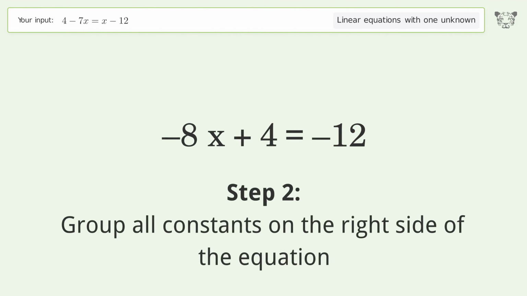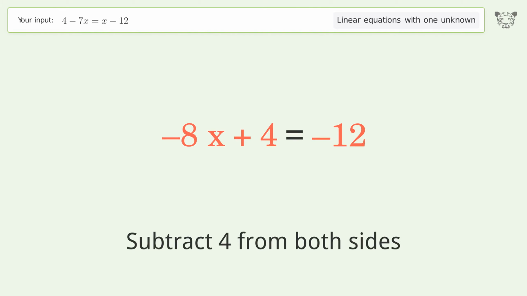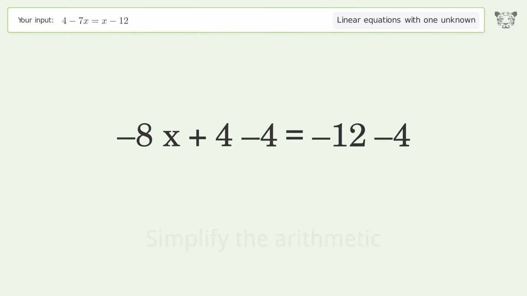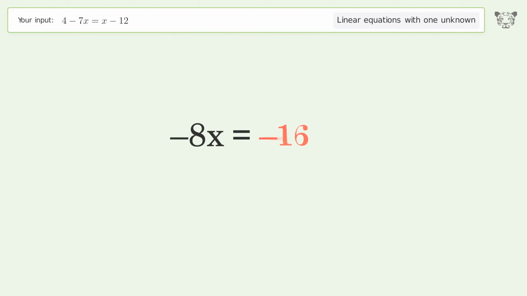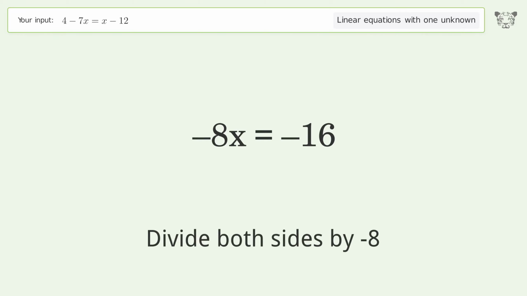Group all constants on the right side of the equation. Subtract 4 from both sides. Simplify the arithmetic. Isolate the x. Divide both sides by -8.